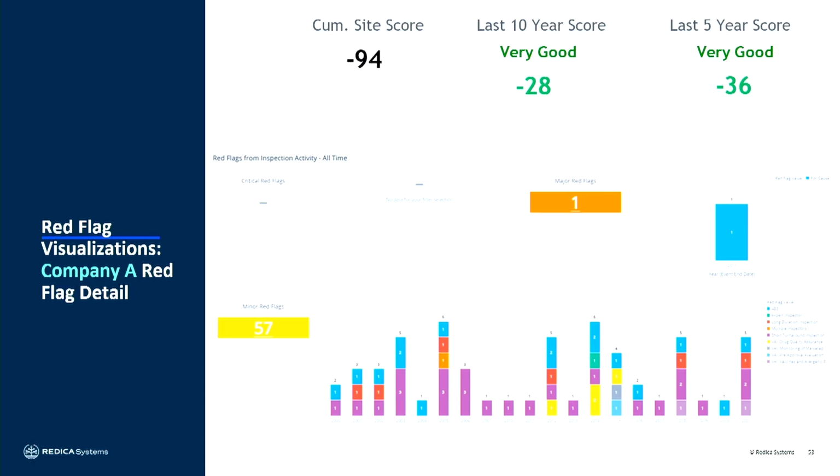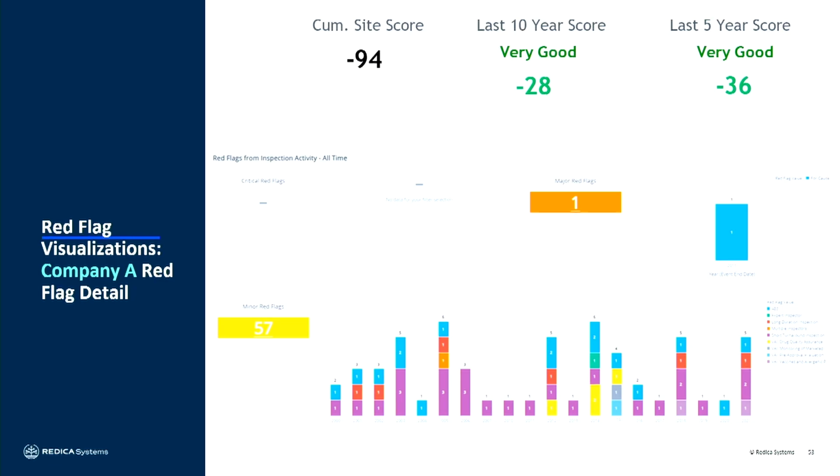And if we look a little deeper into that, you can see that there's only one major red flag. This is not the inspection stuff now. This is the metadata, right? There's only one major red flag, and it's not critical, so it's major. It's orange, and you can see that there was a for-cause inspection, and that was back in 2011. Right, so it's been a long time ago.